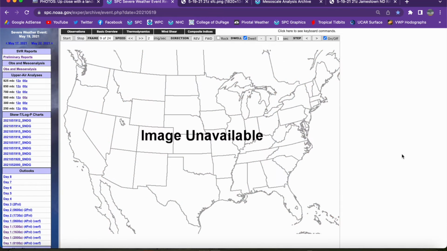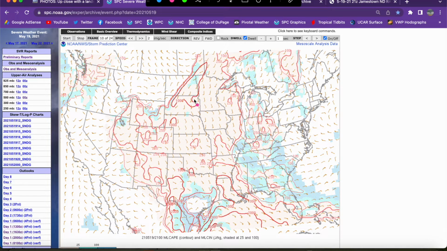Nothing astronomical here. You'll see about 1,000 joules per kilogram of mixed layer CAPE by 21Z, 4 p.m. Nothing, again, astronomical, but definitely more than adequate for landspouts. And we also see a lack of convective inhibition here across south-central North Dakota. A little bit of that blue shading up to the north, but in our area of interest near Tappen, not much convective inhibition to speak of.